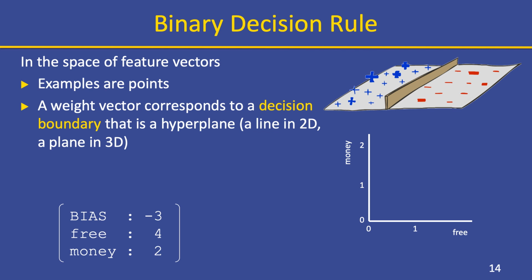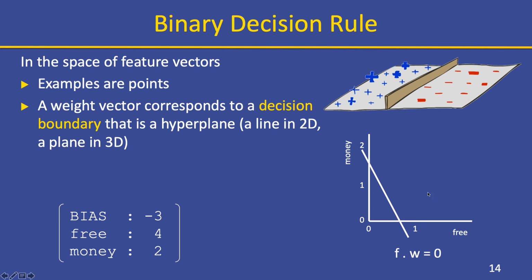Let's go back to our spam example and consider only two features: the number of times the word free appears in the email and the number of times the word money appears in the email. Here is our weight vector. Of course, it also includes a bias. So our decision boundary here is a line. This is the line where the dot product is 0.